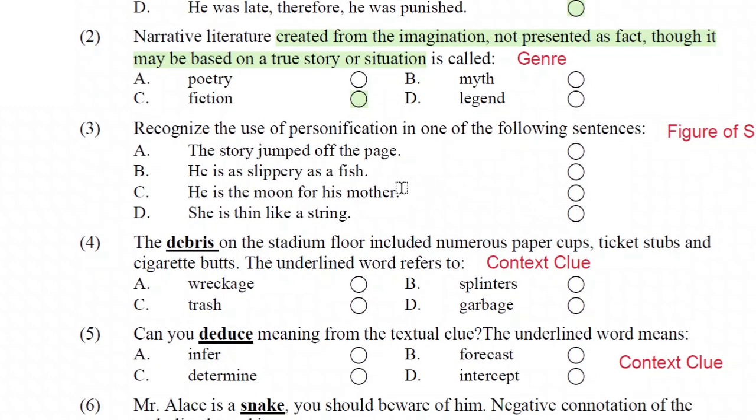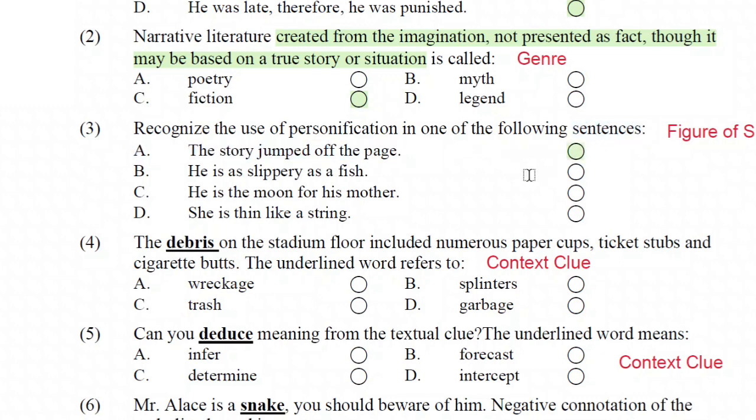Then, recognize the use of personification. Personification comes under figure of speech, or you can also say literary device, in one of the following sentences. The story jumped off. What is personification? Giving human qualities to non-human things. It could be living, it could be non-living. So the story jumped off. Jumping off is a human quality, and we are giving it to the story. Hence it is an example of personification.